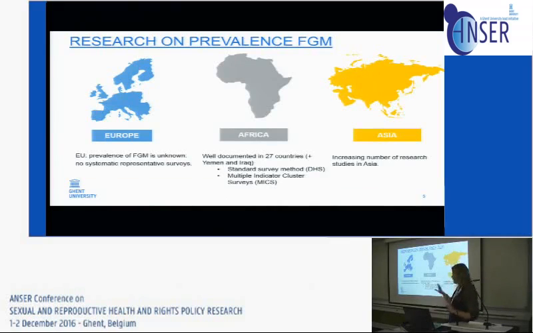But as she already said, and my slide is a little bit with older data, we know that the prevalence of FGM is well documented in 27 African countries and in Yemen and Iraq, but recently a lot of studies have shown that FGM is also a problem in Asia. But in Europe we have no idea what the real prevalence of FGM is, and it's important because due to migration, it's becoming more and more a problem here in Europe too.